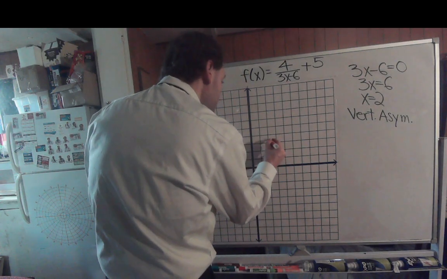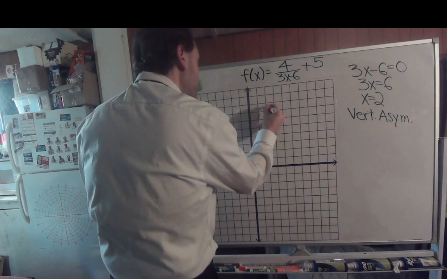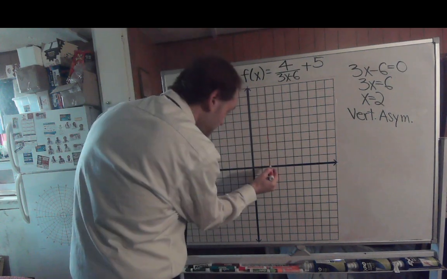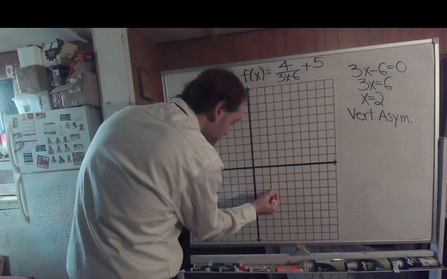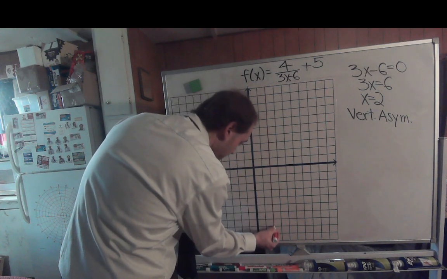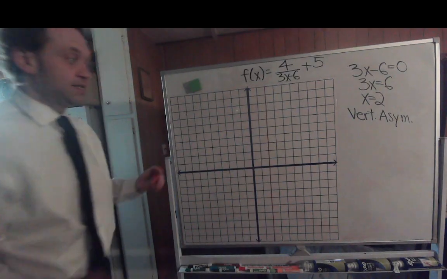So yes, the denominator's still linear, but the coefficient's not 1. But it's the same process. Just set your denominator equal to 0, and that value for x that you get will be your vertical asymptote.